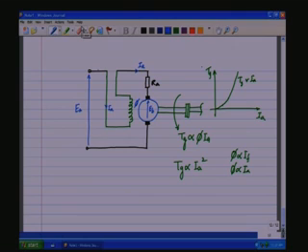Now, let us see Eb. Now, Eb is also proportional to phi omega, or Eb is proportional to Ia into omega, because the flux is also proportional to Ia. Now, Eb into Ia is the power, and therefore, the power is proportional to Ia square omega.